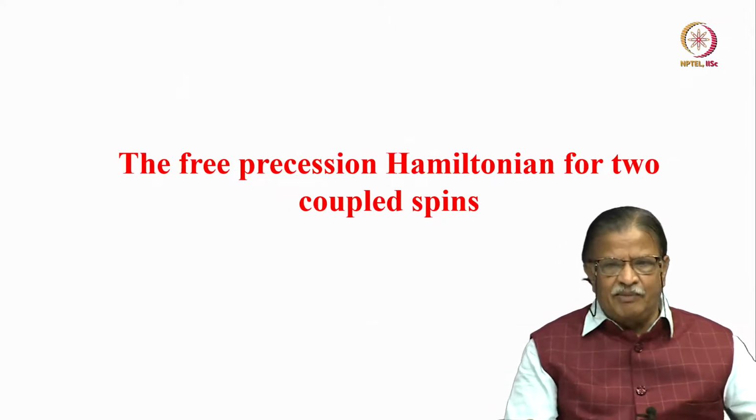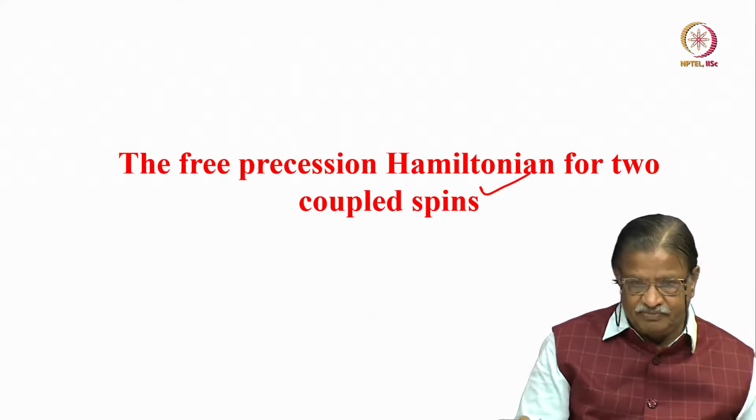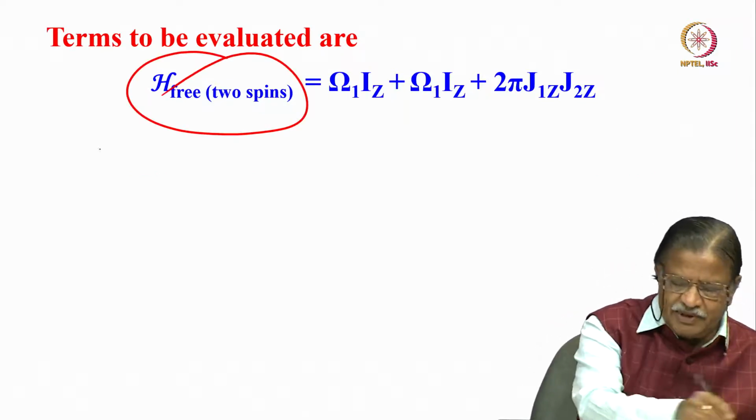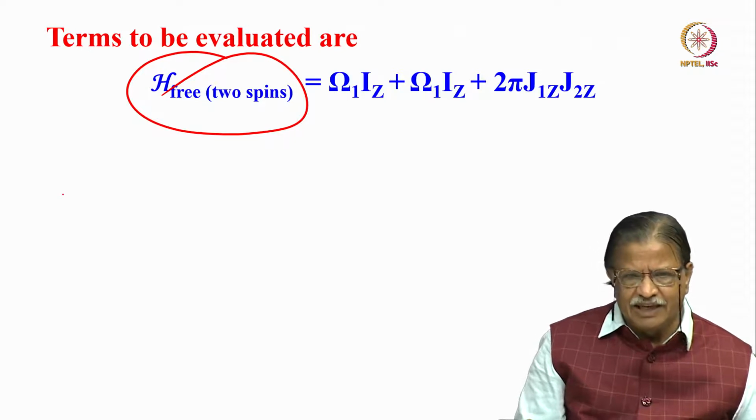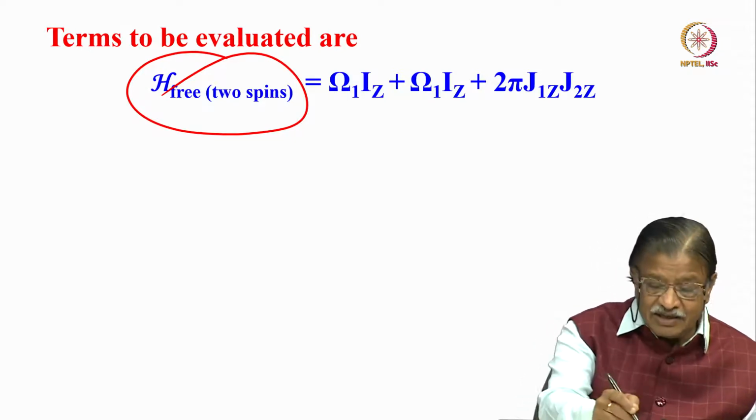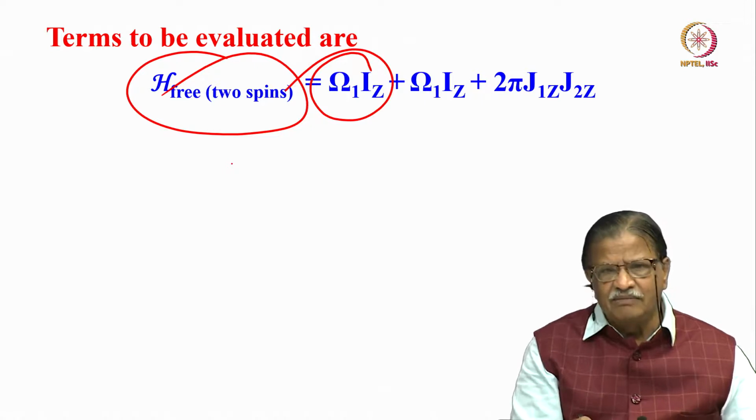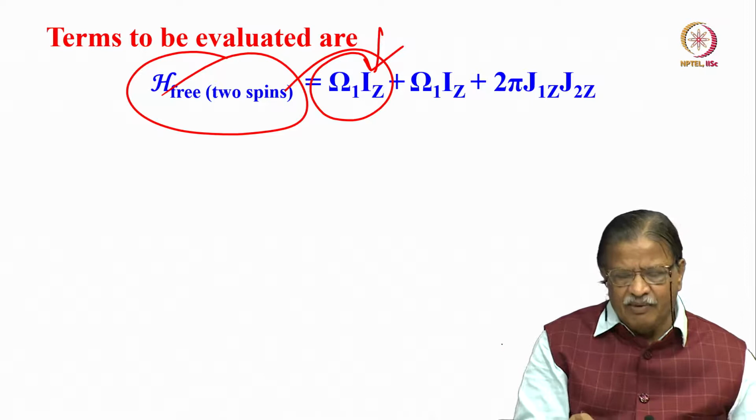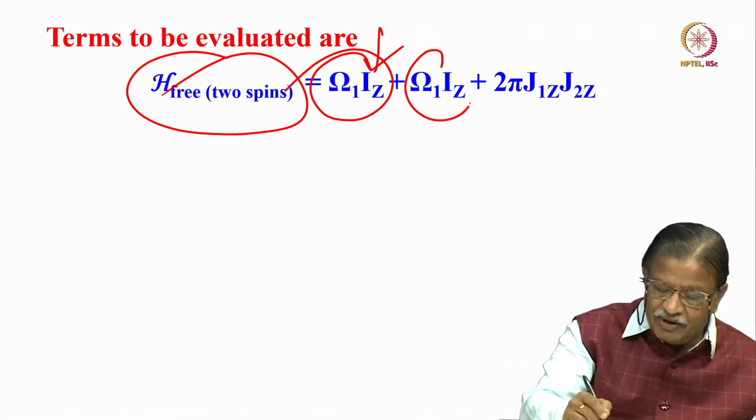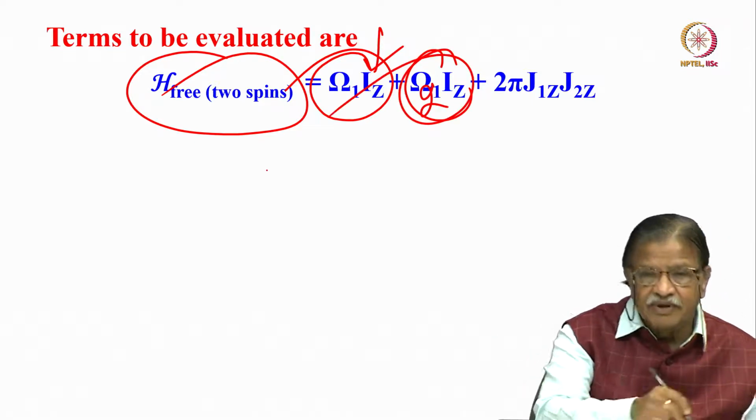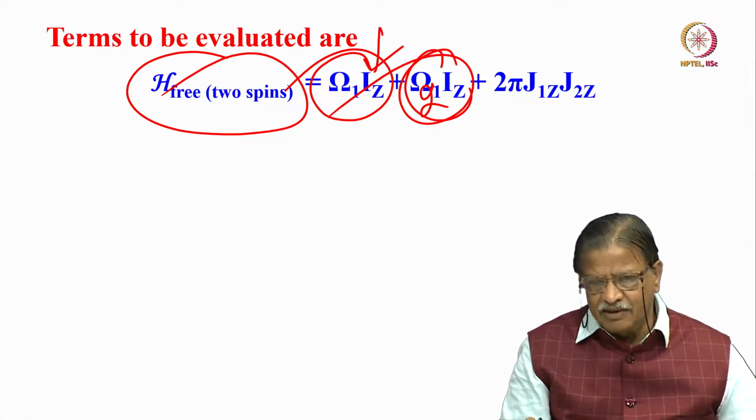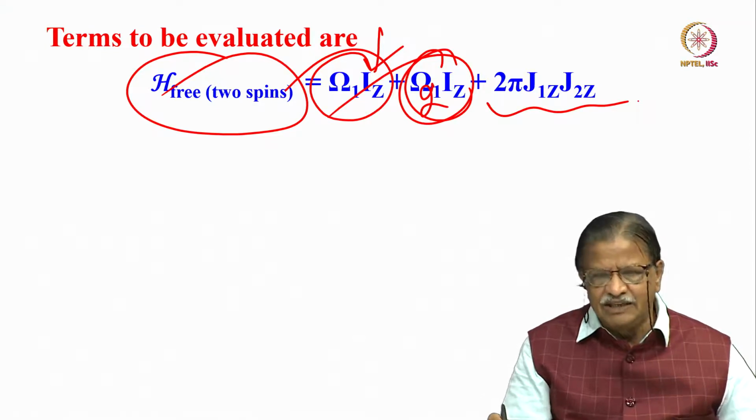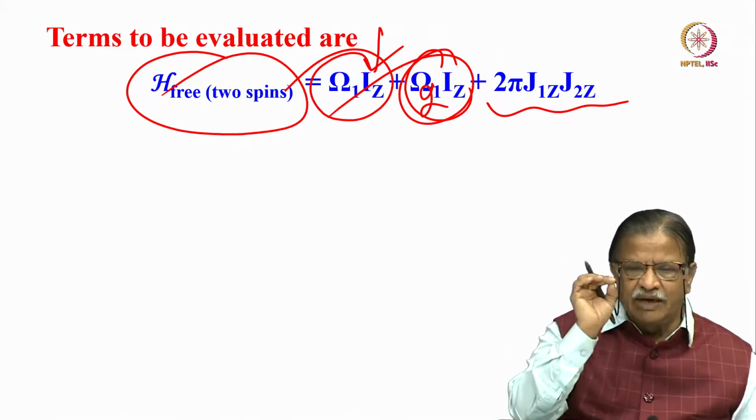So the free precession Hamiltonian for two coupled spins we have to consider now. Terms to be evaluated are free precession of the two spins. First, free precession of spin 1, that is the Zeeman interaction, rotation about the z axis, omega 1 I1z, and then omega 2 I2z, that is our spin 2, and then the J coupling, 2 pi J I1z I2z. These are the terms which you need to evaluate.